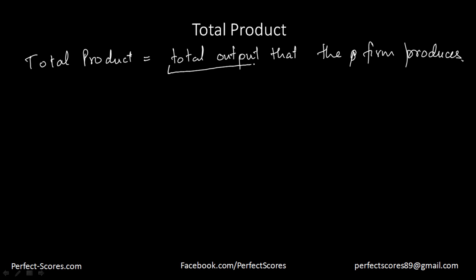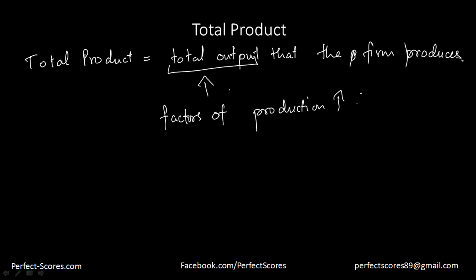How do you produce your total output? What helps you in producing your output is the factors of production. So if you increase your factors of production, let's say you hire more people, buy more machines, get more land, your total output is going to increase, and I'm talking about the short run. So this is what I mean by total product.